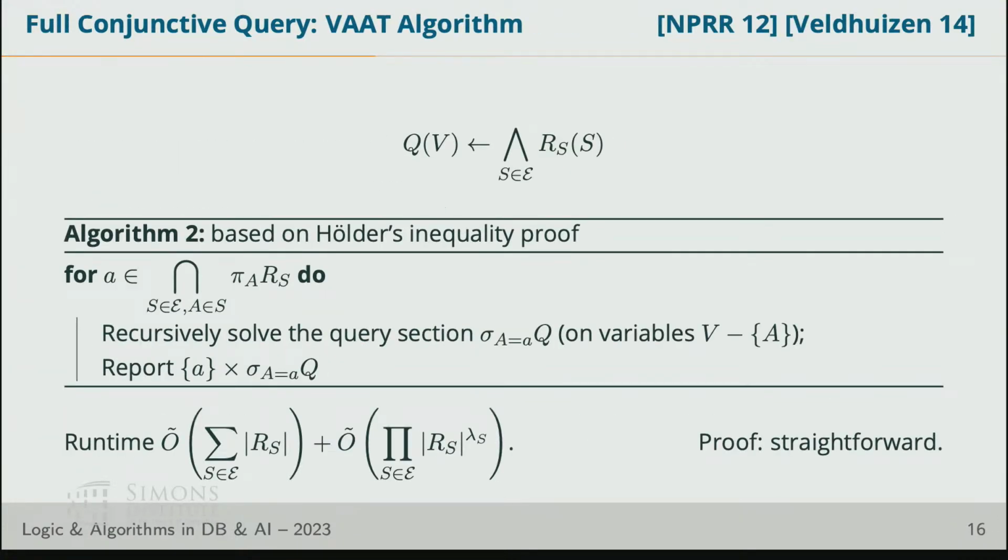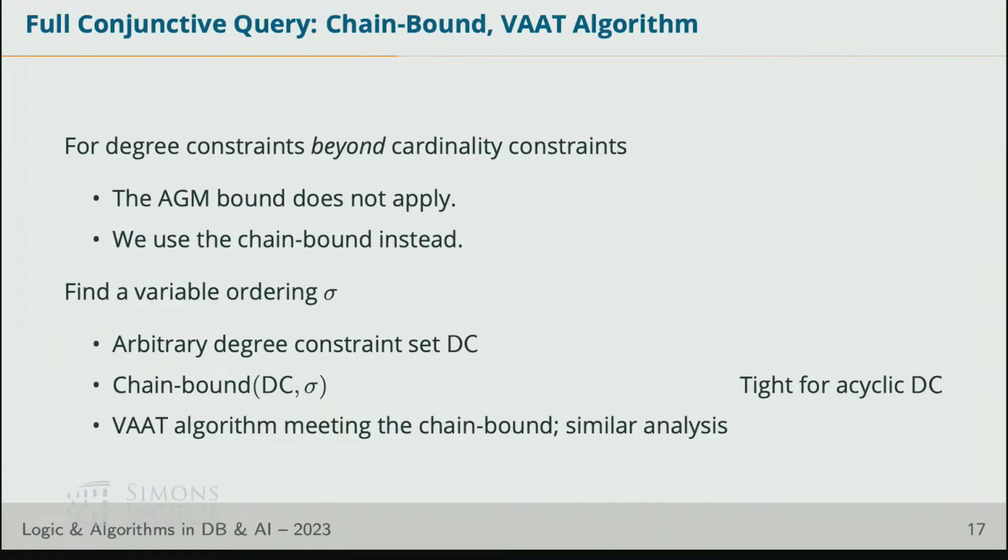Okay, so that's basically the VAT algorithm, the one variable at a time algorithm. Now, the AGM bound as is actually does not apply for degree constraints that are beyond cardinality constraints. However, we can generalize this algorithm a little bit to the chain bound, which is basically a bound that has a variable ordering that I skipped over from the previous lecture.